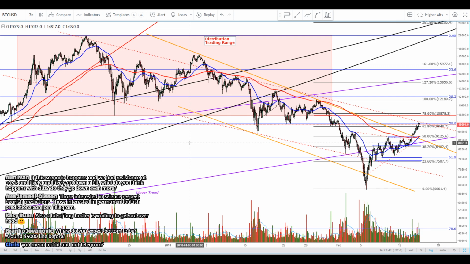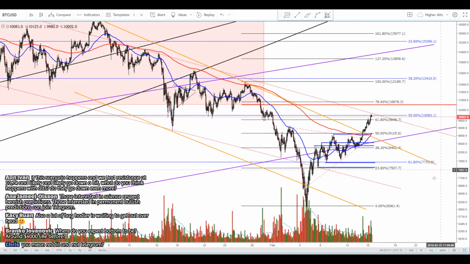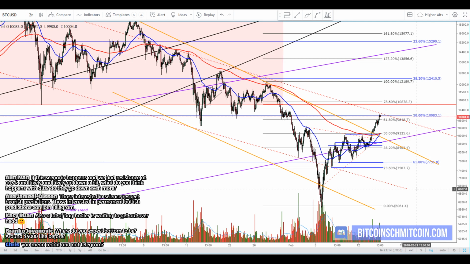Those interested in science respect bearish predictions. Those interested in permanent bullish predictions can join Telegram. I'm just giving my personal opinion. If it seems like I'm coming across as always being bearish, it's because I'm approaching it from a skeptical eye and because I'm risk averse. So do what you want, but I'm not just going to sit here and give you constant bullish predictions or constant bearish predictions. I just gave you a list of both bullish and bearish, what you can expect from both those parties.